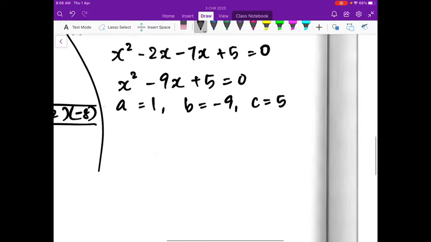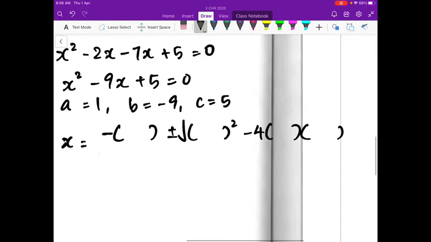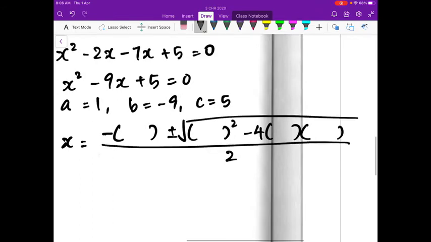Substitute. X equals minus B plus minus square root of B square minus 4AC, over 2A. Okay, fill in the blanks. Minus B, B has a value of negative 9. B square minus 4AC over 2A. Use your calculator again: 1, negative 9, and 5.